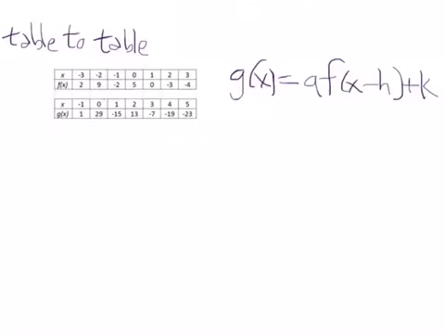So we're going to do a transformation from a table to a table. This table is our function f. Notice that when I input 1 into f, it spits out 0. When I input 2 into f, it spits out -3. So this is a table showing me the relationship f of x.